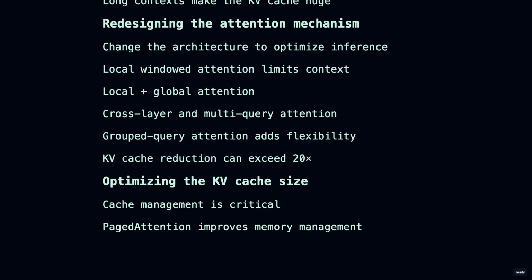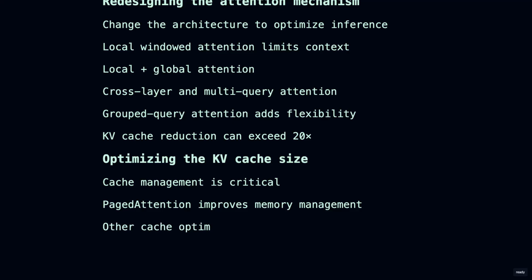Paged attention is a good example of a systems-level fix. By breaking the cache into blocks, it reduces fragmentation and makes serving more efficient. There are several other active approaches too, including quantization, compression, and selective caching. All of them aim to keep less data in memory without losing too much model quality.